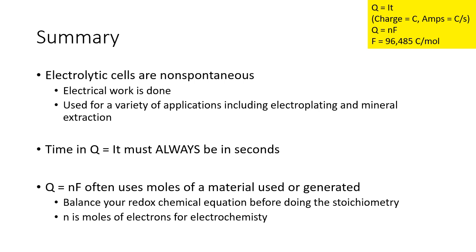Time, when you use Q equals It, must always be in seconds. Otherwise, you won't get amperes out. Q equals nF often uses moles of material used or generated, so you need to balance your redox chemical equation before doing the stoichiometry involved to go from moles of stuff you made or used back to moles of electrons. And n is always moles of electrons for electrochemistry, which is something that I think we know at this point, but I'm going to remind you.